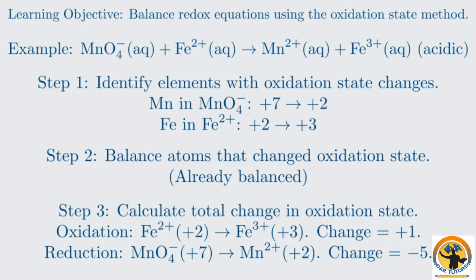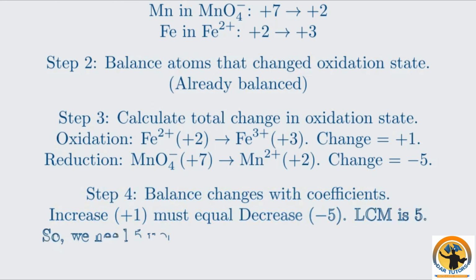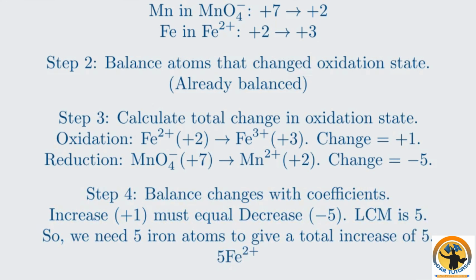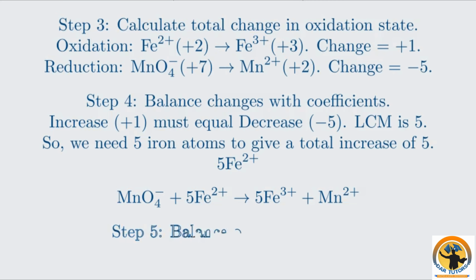So, we need to balance the atoms with coefficients. The iron must be multiplied by 5 to match the manganese change. This means for every one MnO4- ion that reacts, 5 Fe2+ ions are needed. So, our equation becomes manganate reacts with 5 iron(II) ions to form 5 iron(III) ions and manganese(II) ion. Step 5 is to balance the oxygen atoms by adding water molecules to the appropriate side.